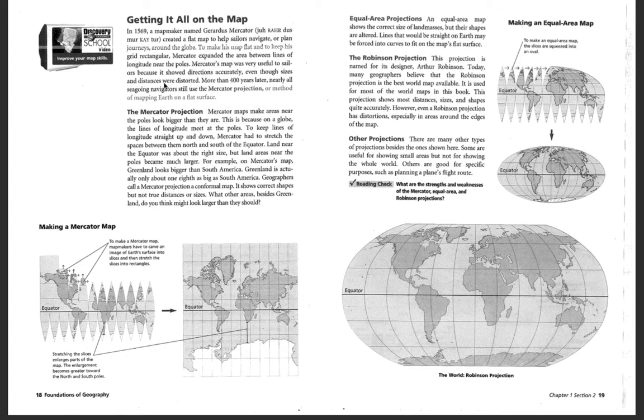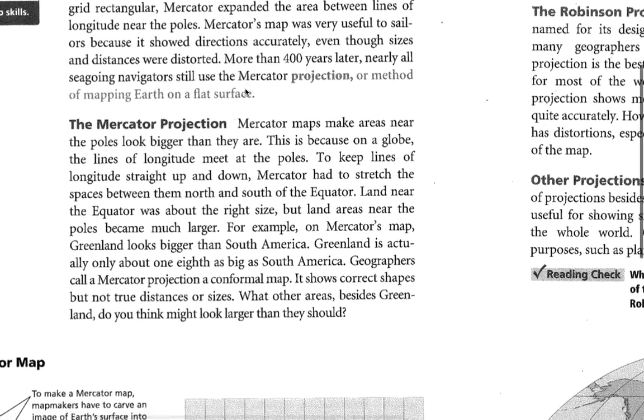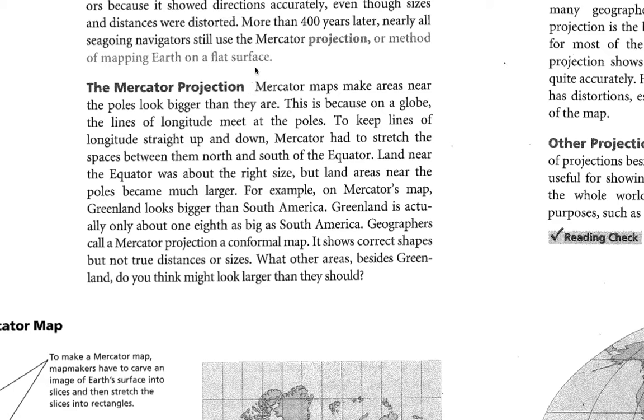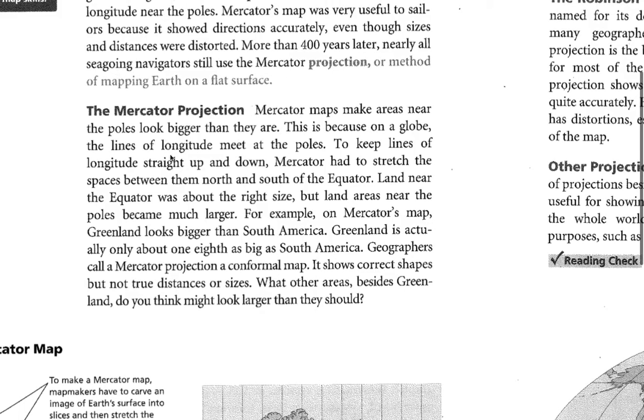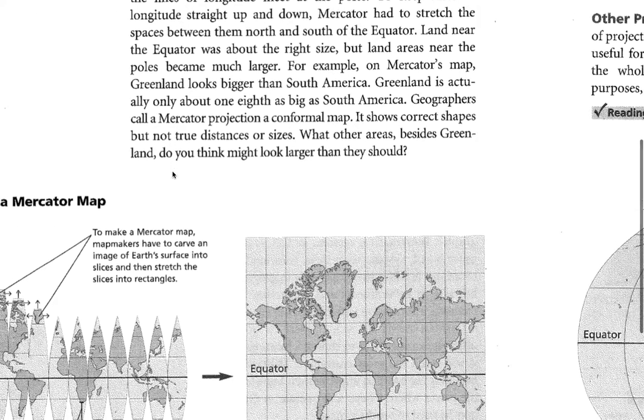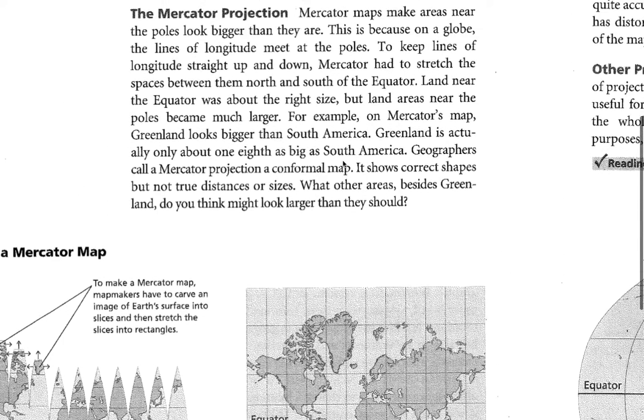Even though sizes and distances were distorted, more than 400 years later, nearly all the seagoing navigators still use Mercator projection, or a method of mapping Earth on a flat surface. Okay, that's important to know. If you're in the sea, Mercator's map tends to be the best, the square one like this. Even though it makes Africa look huge, it's still the best when going by sea.